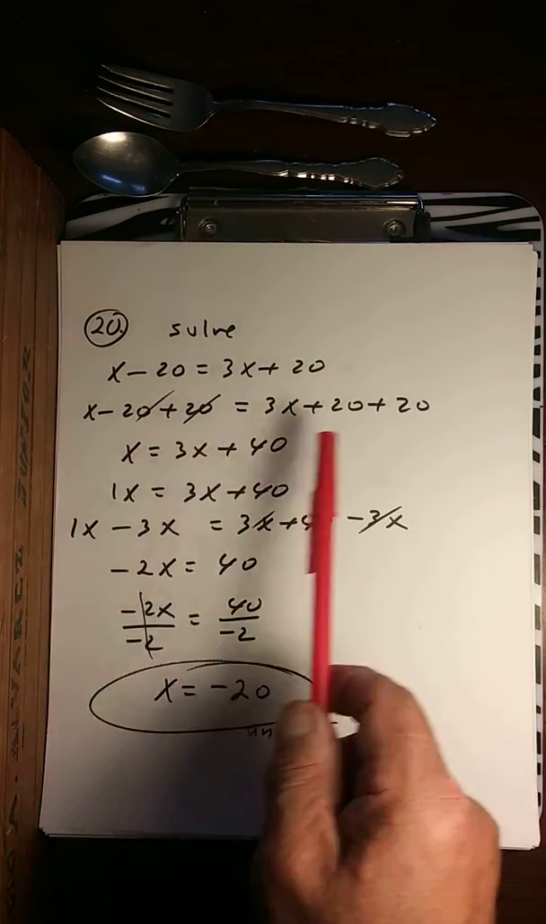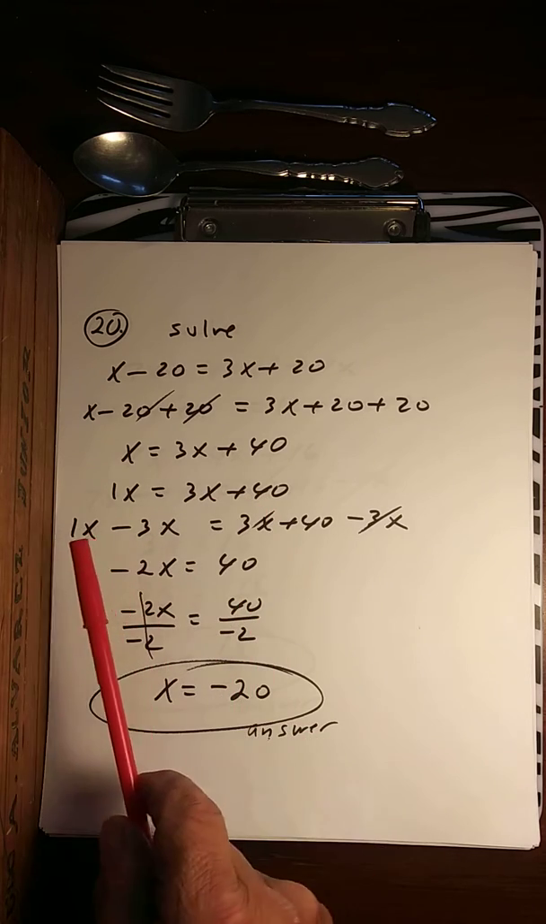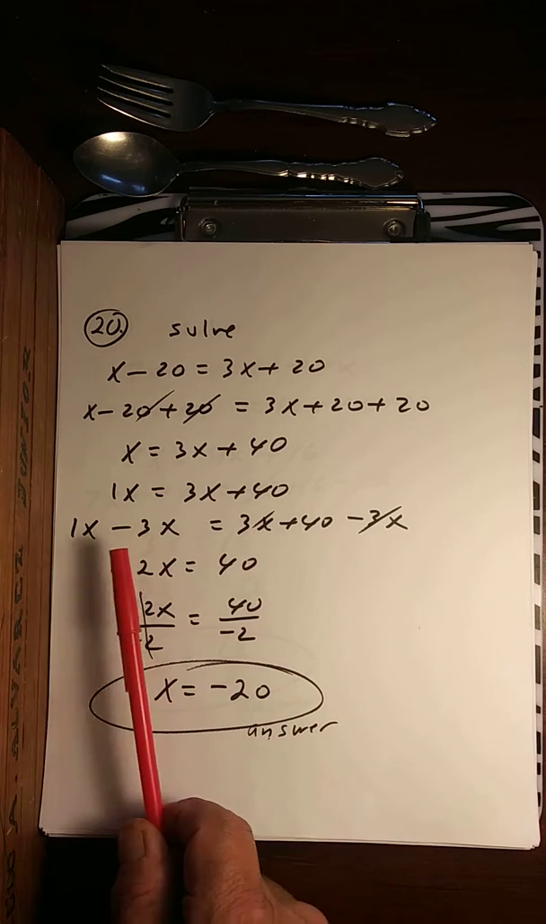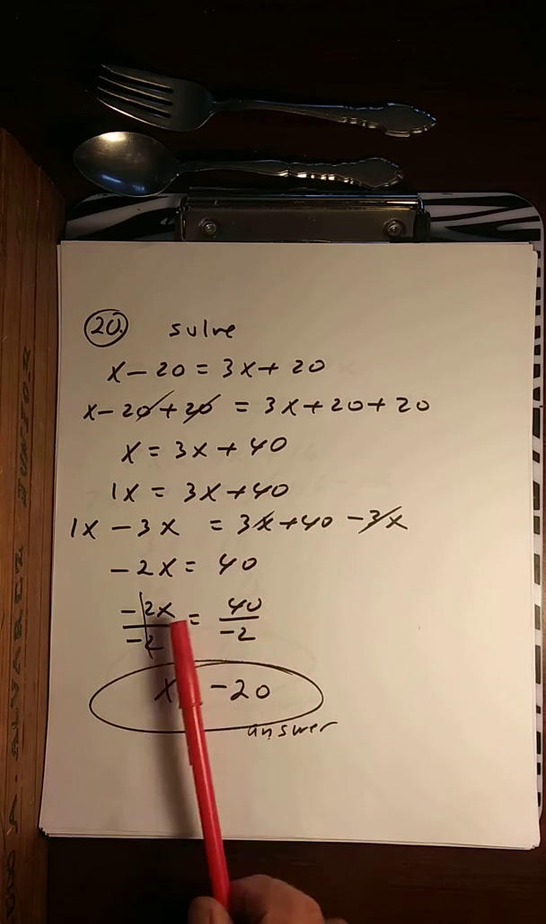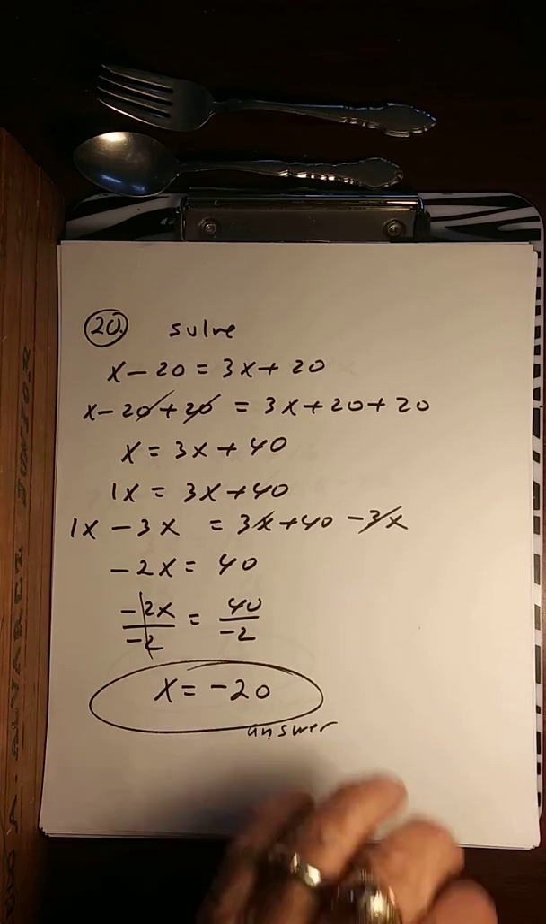Solve. Add 20, add 20. These are gone. So x equals 3x and that. So 1x equals 3x plus 40. Now, minus 3x, minus 3x. So it's going to be negative 2x equals 40. Divide by negative 2, divide by negative 2. So x is negative 20.